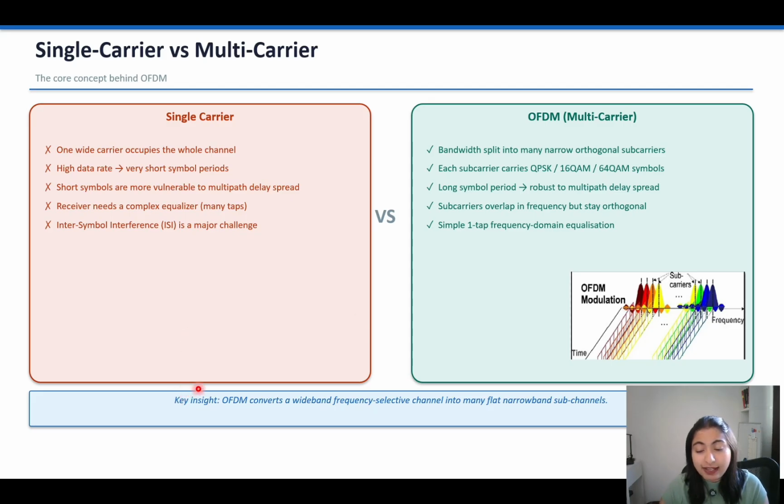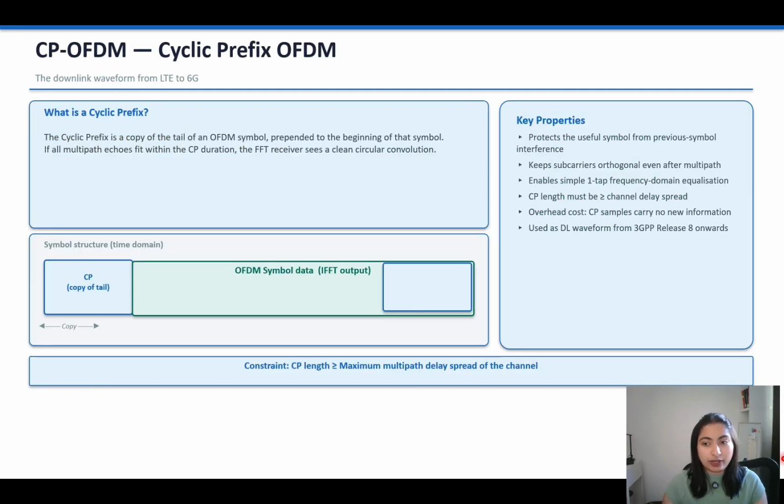So this is a key takeaway from this slide. OFDM converts a wideband frequency selective channel into many flat narrowband subchannels. Okay, so now we understand why OFDM was required. Now let us talk about the specific flavor of OFDM that 4G LTE onwards use. This is cyclic prefix OFDM. CP stands for cyclic prefix. This is a critically important concept.